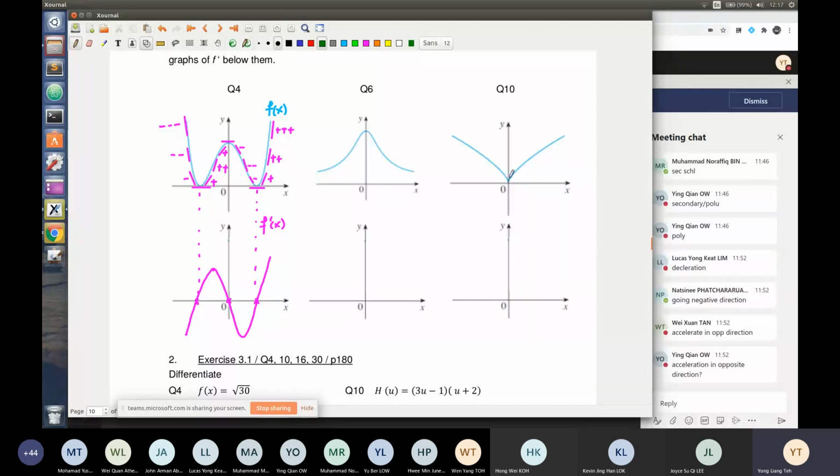So therefore, if you have a kink, there is no tangent there. Okay, so you can't draw a tangent there. So therefore, if you cannot draw a tangent there, which means that the f prime is not defined at this point. Okay, so therefore we can just write a note here. At x equals 0, f prime at 0 does not exist. Okay, and this is because you have a kink here.